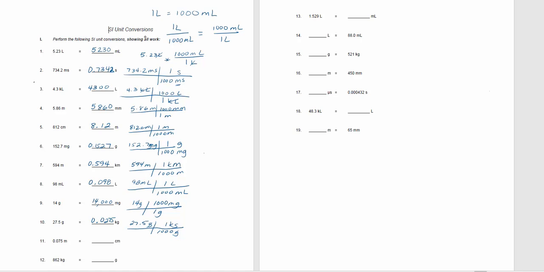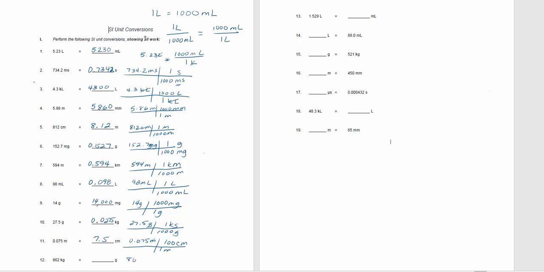Number 11, we have 0.075 meters, and we would like to convert that into centimeters. Well, in 1 meter, we have 100 centimeters. So you're going to multiply this by 100. So my meters cancel out and I'm left with centimeters. I'm left with the unit I'm looking for. So 0.075 meters is 7.5 centimeters.